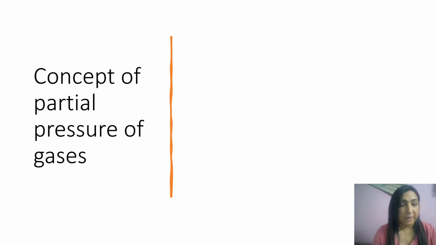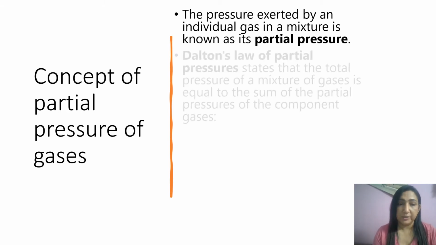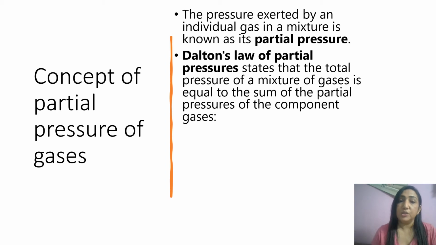Now, partial pressure. What is that? We have to clear the concept of partial pressure of gases. The pressure exerted by an individual gas in a mixture is called partial pressure. Dalton states that the total pressure of a mixture of gases is equal to the sum of the partial pressures of the component gases. As we know, atmospheric gas is a mixture of different gases like nitrogen, oxygen, and carbon dioxide, and each gas exerts some pressure. The pressure each individual gas exerts is called its partial pressure, and the total pressure is the sum of all the partial pressures of the gases.